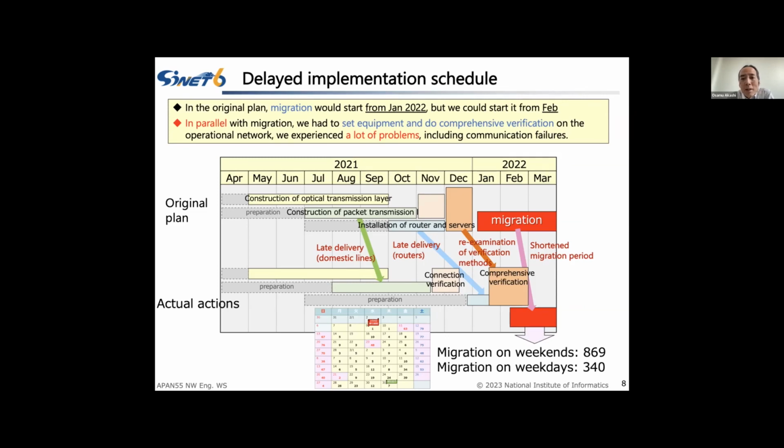green lines. And furthermore, installation of routers and servers was heavily delayed due to router delivery delays, as shown in blue lines. And it means that the connection verification and comprehensive verification were also delayed, as shown in the orange lines. So the final deadline for migration was delayed. So we have to do this migration in shortened migration periods.